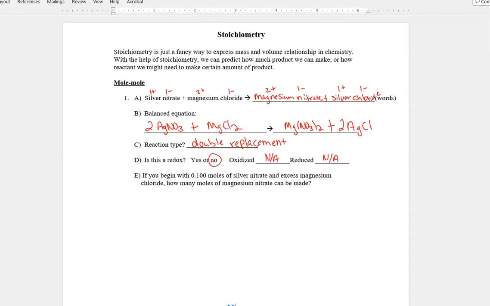All right, check your answers. How did you do? Hopefully you are seeing it is a double replacement, so it's not a redox, and it would need a coefficient of 2 in front of your silver nitrate and a 2 in front of your silver chloride.